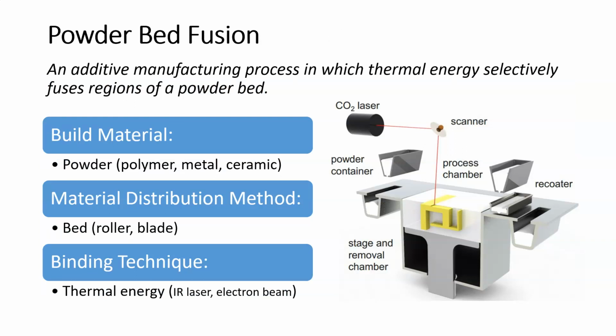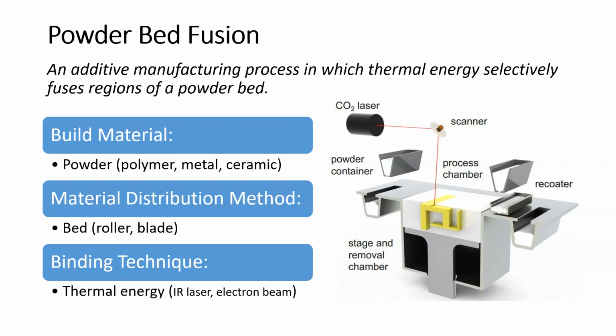Okay, so first, what is the official standard definition of powder bed fusion? It is an additive manufacturing process in which thermal energy selectively fuses regions of a powder bed. Right? So understand that nowhere in there does it define it as a plastic or a metal process. It basically says that you're going to use heat, thermal energy, to fuse regions, specific areas of a powder bed. All right. So the build material in this case could be many things, anything that you have in powder form. So that could be polymers, plastics, metals, ceramics.